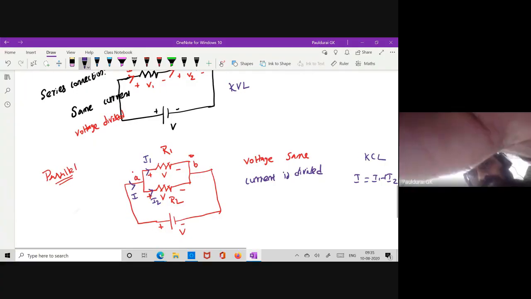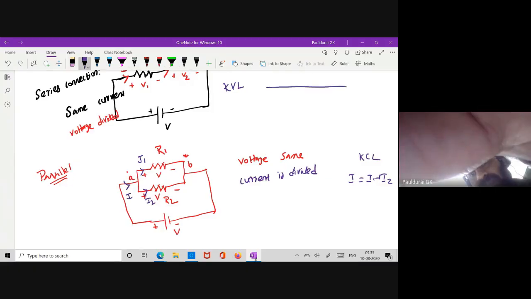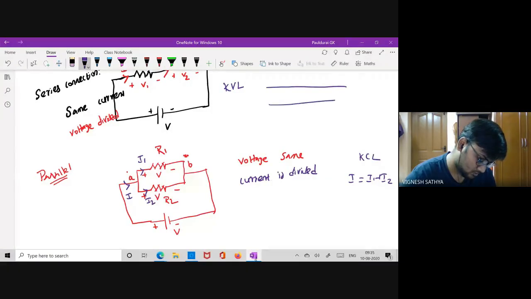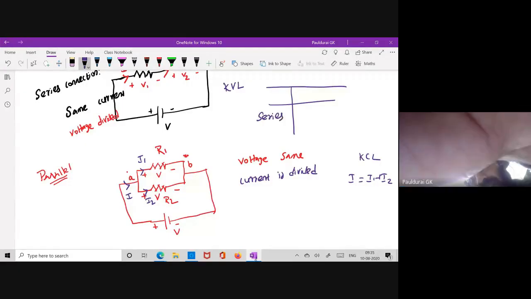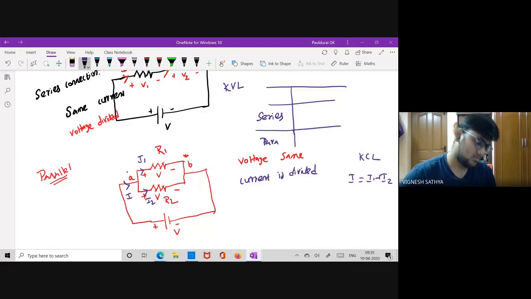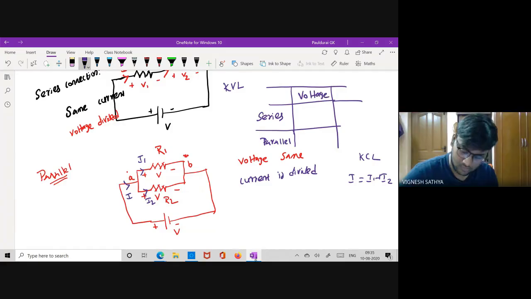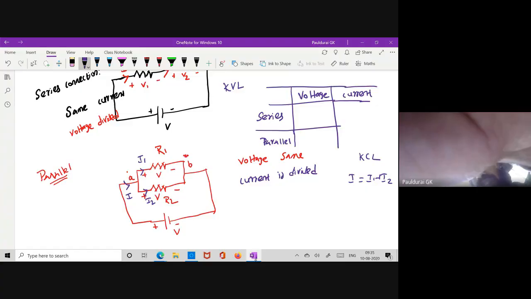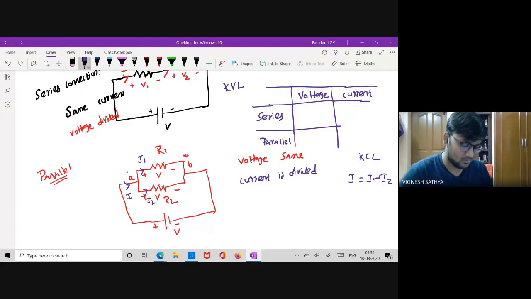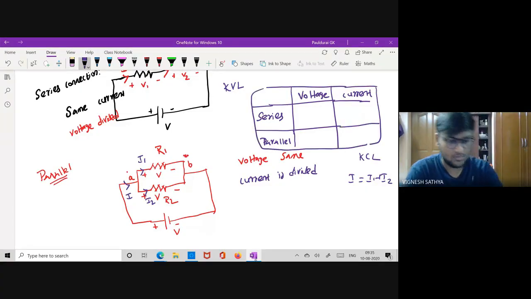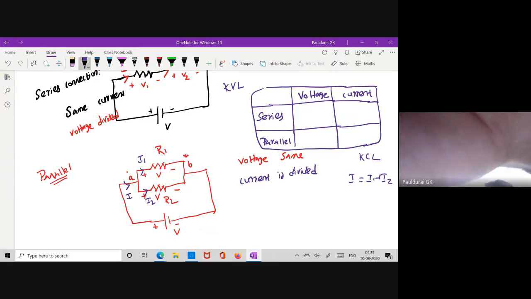Now make a tabular column, please, just for your reference. This is series, and this is parallel. Take the first column, this is voltage, and this is current. Now can you fill the tabular column? What will you fill?